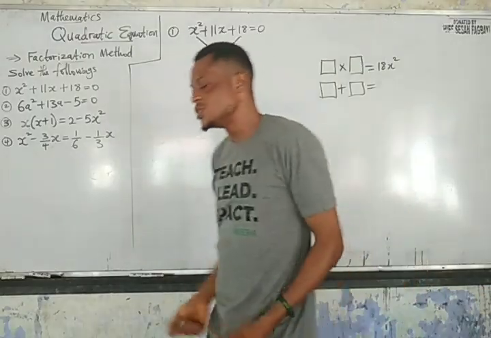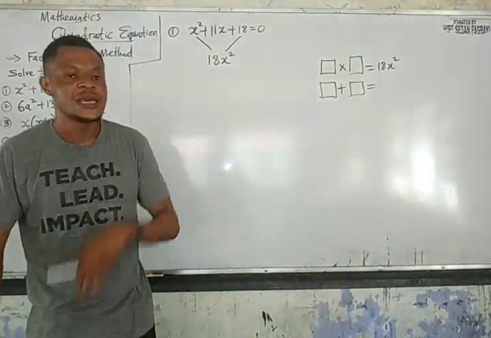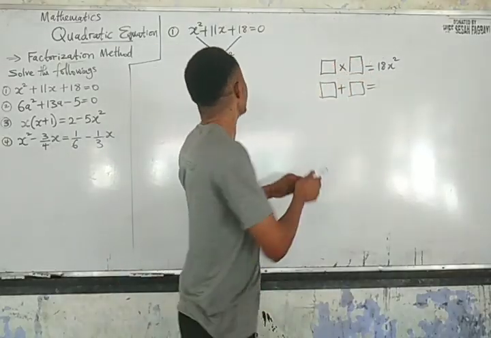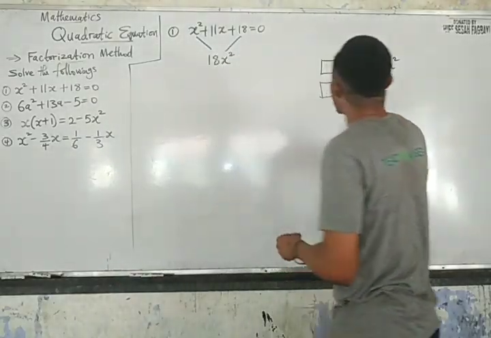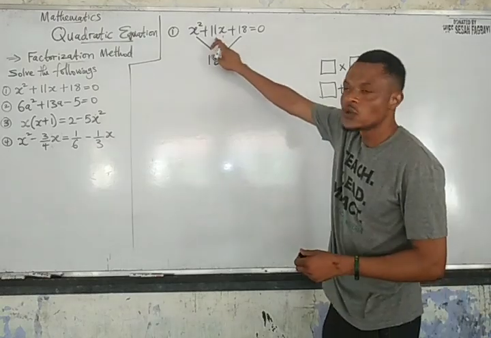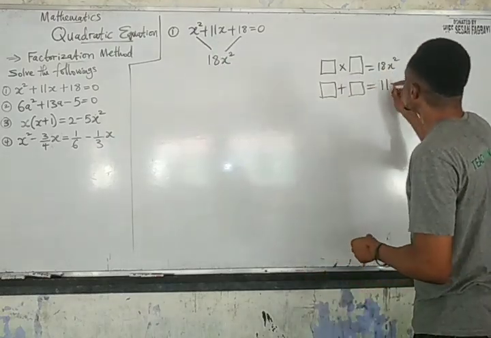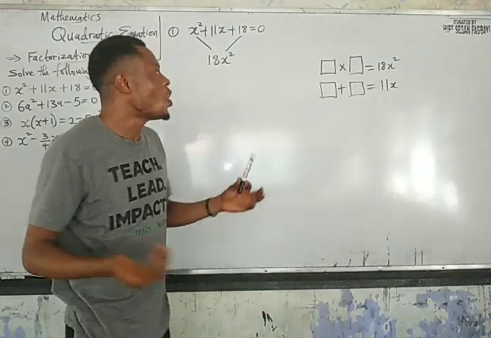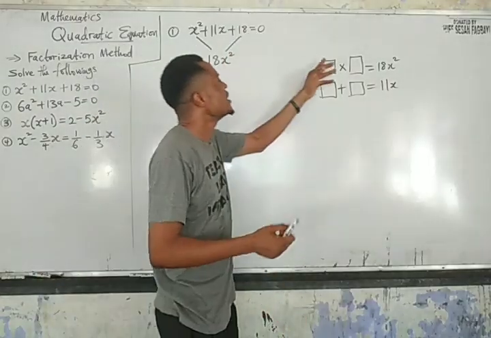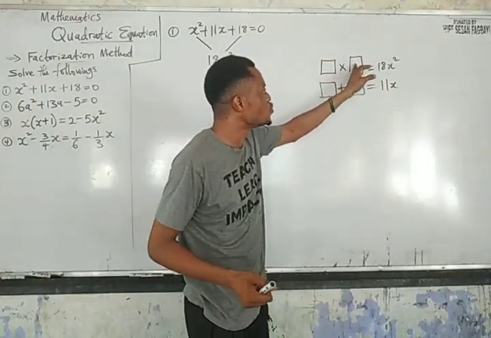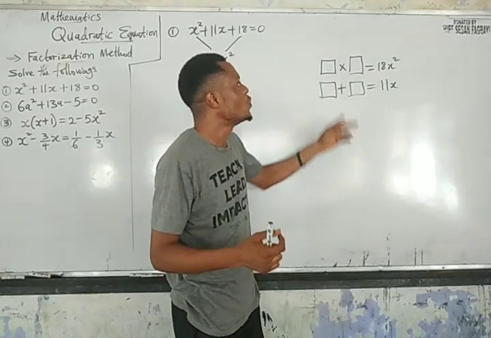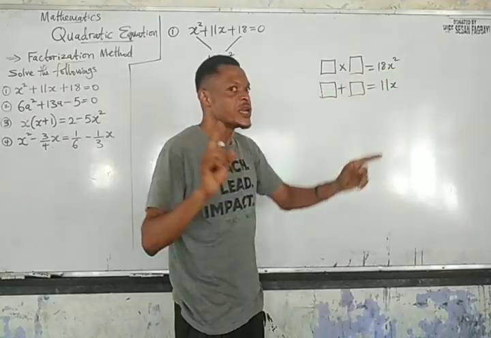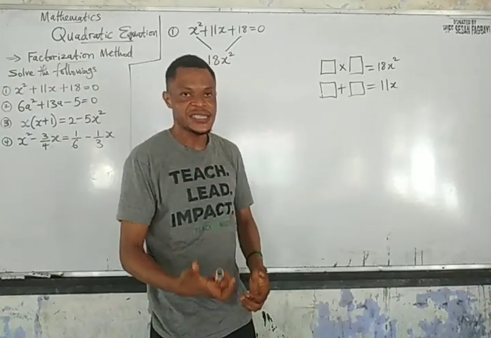We now start thinking of the factors that we can multiply together to give us 18. Of course, I can start with 18 and 1. 18 multiplied by 1 will give us 18. Nevertheless, how will 18 and 1 be added together to give us 11? It's not going to work. I will need to think of another factor. Of course, if I choose to say 9 multiplied by 2, 9 multiplied by 2 will give me 18, and 9 plus 2 will give me 11. Then that is our factor.